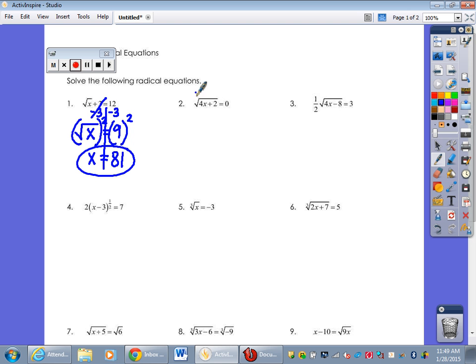On the next one, all you have to do is square both sides. Get 4x plus 2 equals 0. Take away 2. 4x equals negative 2. Divide by 4, and x equals negative 1/2.